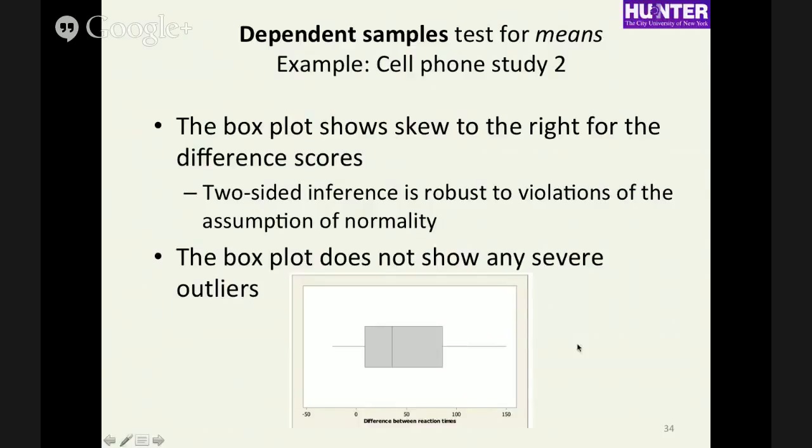Okay, and the box plot that you would show in the paired test would just be a single box plot for the differences rather than the 2 box plots. So it's like a single sample test.